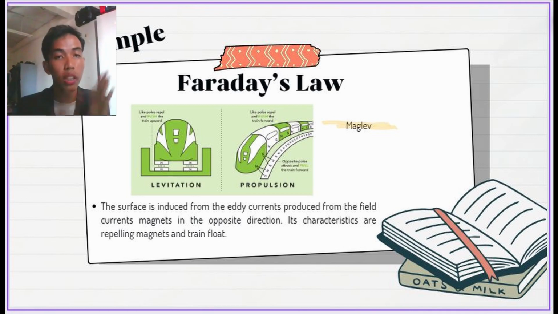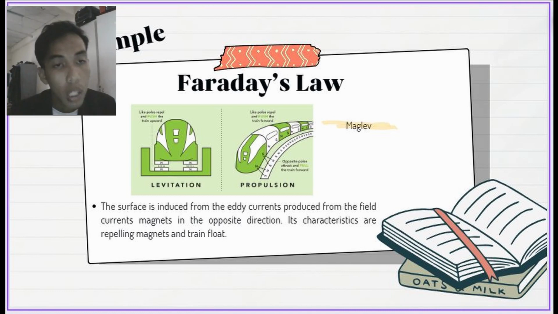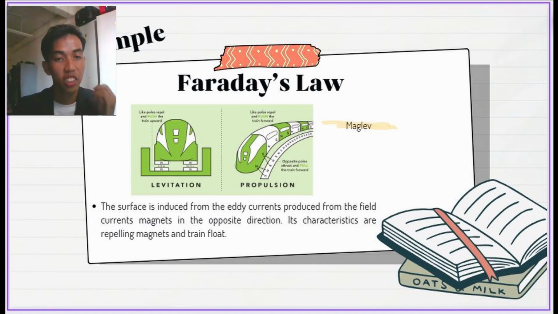So for the example of Lenz's law, sorry for my typo, this is an example of Lenz's law applied in the maglev. Maglev is a type of train that uses the magnetic law. The surface is induced by the eddy current produced from the field current magnet in the opposite direction. Its characteristics are a repelling magnet and train floating.